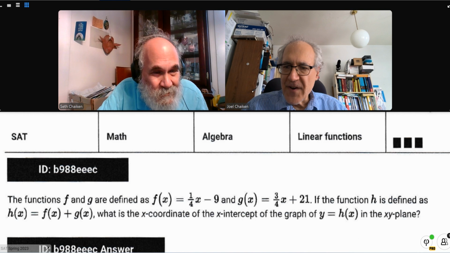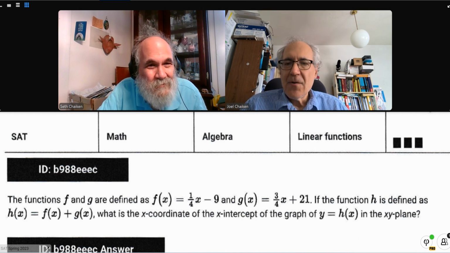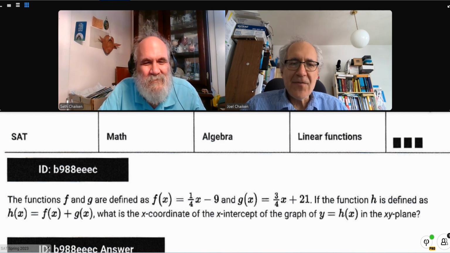Okay, here we go. The functions f and g are defined as f of x is a quarter of x minus 9 and g of x is 3/4 of x plus 21. If the function h is defined as h of x is f of x plus g of x, what is the x-coordinate of the x-intercept of the graph of y is h of x?